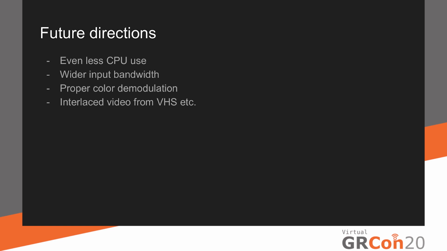I'd like to rewrite the color demodulation code so that it uses something more clever and maybe uses all the scan lines for the color. And I would like to have this code support interlaced video so that I could, for example, watch VHS tapes.